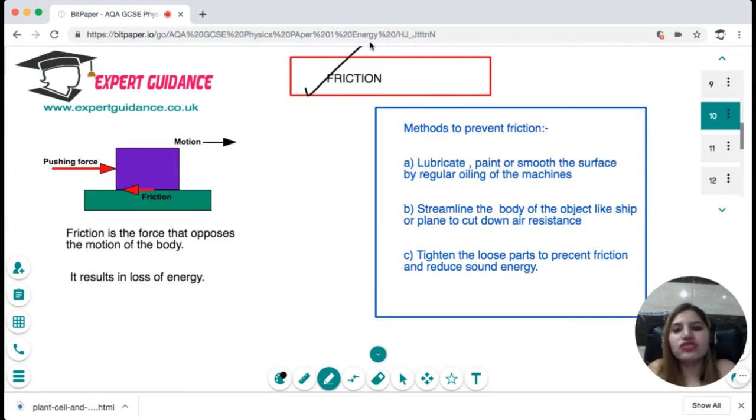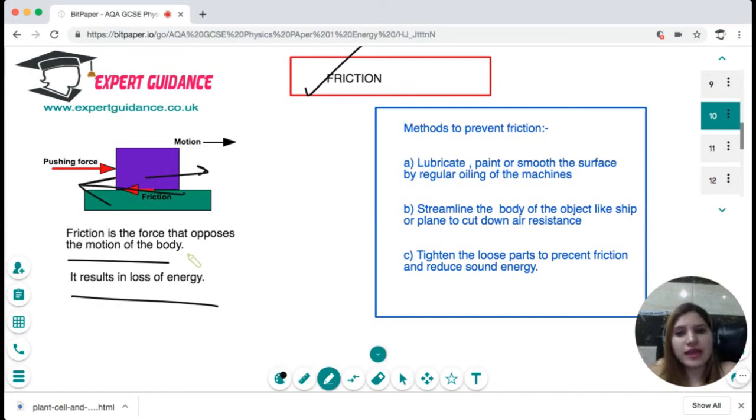Now, next is friction. Friction is that force that opposes the motion of the body, and friction results in the loss of energy. For example, if the body is moving here, the friction will try to move it in the reverse direction and slow it down. Okay, so friction results in the loss of energy, and how can we prevent friction? We can either lubricate, paint, or smoothen the surface by regular oiling of the machine. If there's air resistance, air friction, then we can streamline the body of the object like a ship or plane to cut down the air resistance.